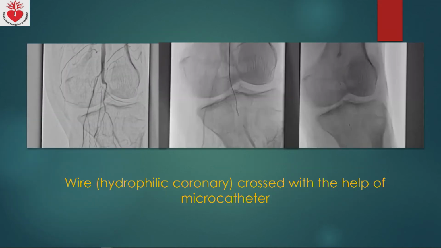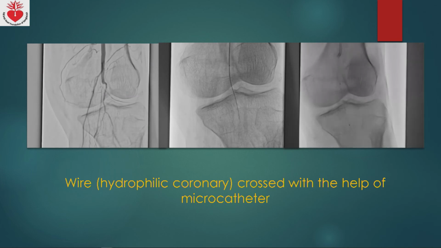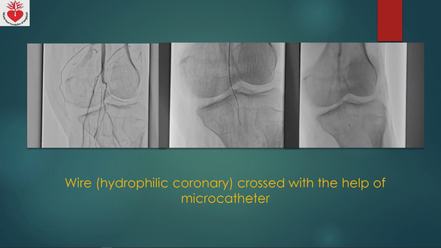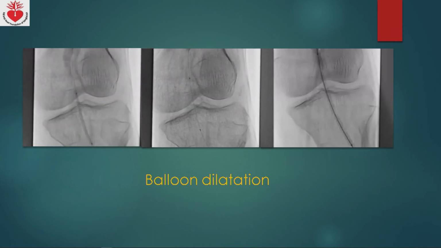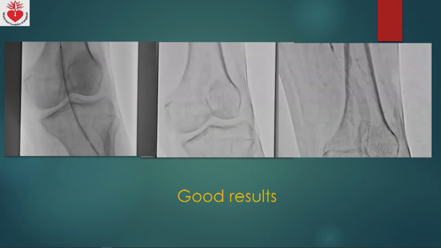So this was the case, and we started the intervention with a coronary wire, a CT wire of course, with the guidance of a microcatheter. We crossed easily and did balloon dilatation of that zone with good results.